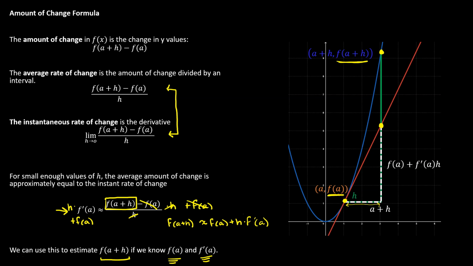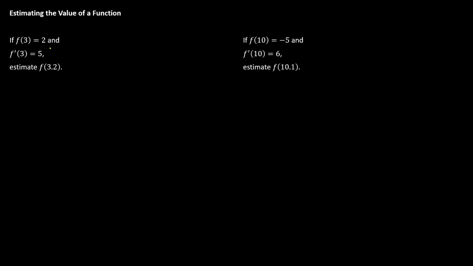We wouldn't want to use that to predict the population 3 centuries from now. That would be too large of an interval difference. But 1 or 2 years, that would be a small enough h for our prediction using this approximation to be good enough.